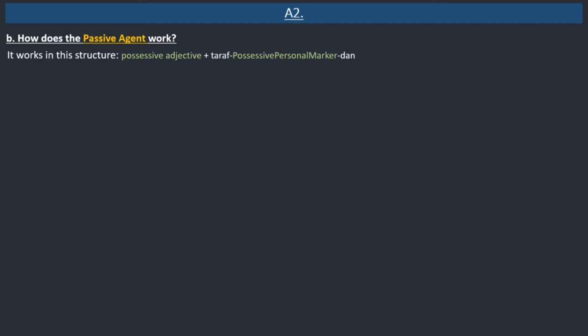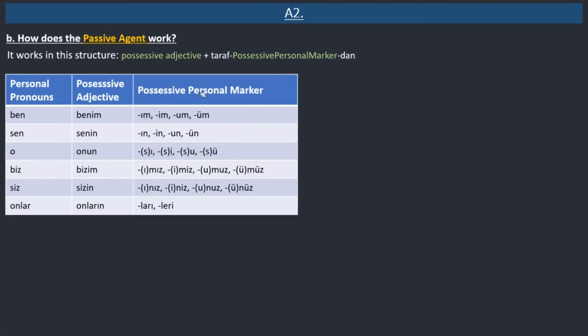So, a quick reminder on the possessive personal markers. Like ben, sen, o, biz, siz, onlar. Ben becomes benim. That means my. Sen, you, senin, your. And so on. He, his, or she, her. We, our, you guys, yours, or just your. Onlar, they, onların, their. And they use these endings. You need to memorize this table. Again, there are four options because it's four-way vowel harmony.